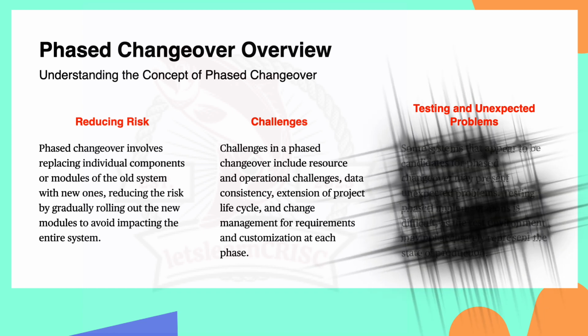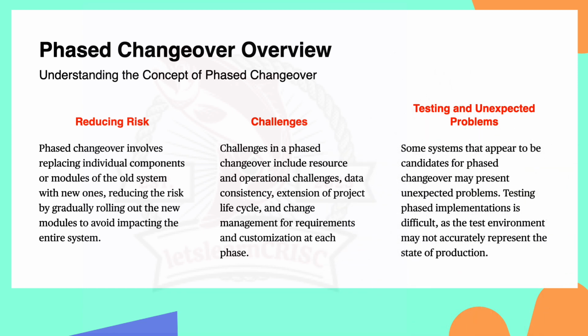Next is about the testing and unexpected problems. Friends, testing can be challenging in phased changeover. The test environment might not perfectly mirror the real system, right? Additionally, some systems initially thought suitable for the phase changeover may reveal unexpected problems, right? In simple terms, we can say that the phase changeover is like upgrading a system bit by bit to reduce the chance of disruption. However, this approach comes with challenges such as coordinating resources, as we have discussed, right? Like unexpected problems that may only surface during the actual implementation. So it's a cautious strategy to ensure a smoother transition while acknowledging potential difficulties, right?